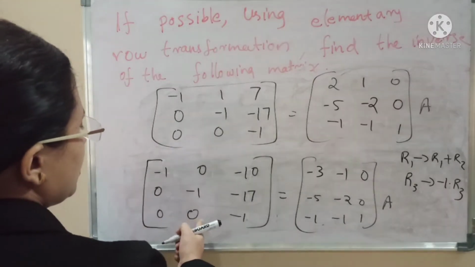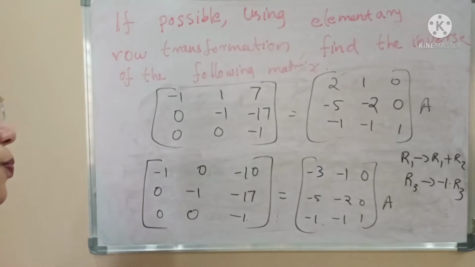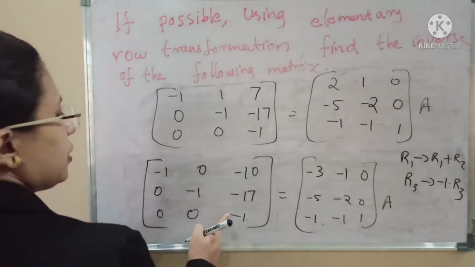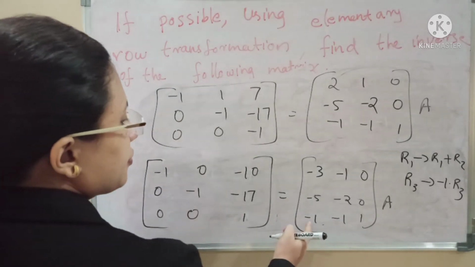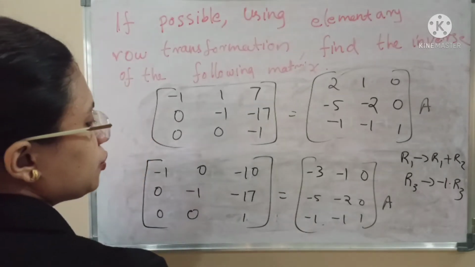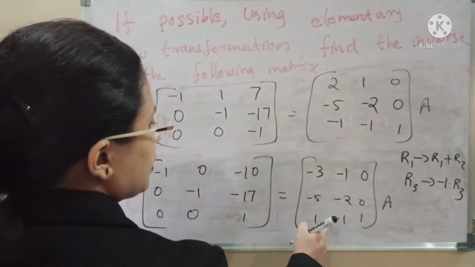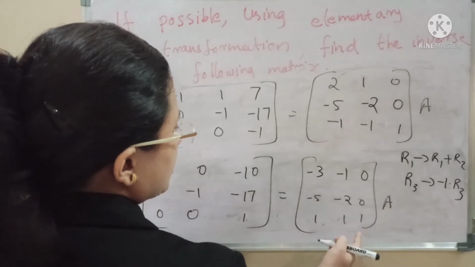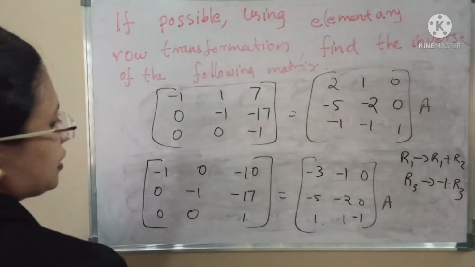0 into minus 1, 0. 0 into minus 1, 0. Minus 1 into minus 1, 1. Here minus 1 into minus 1, 1. Minus 1 into minus 1, 1. Minus 1 into 1 is minus 1.